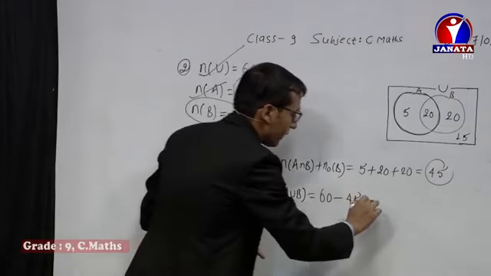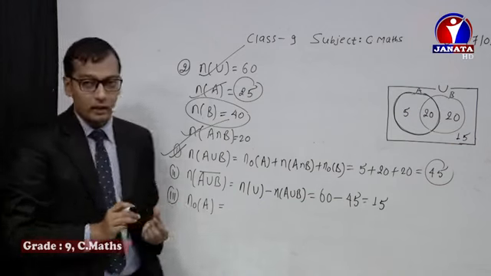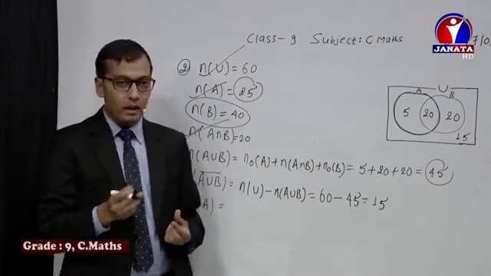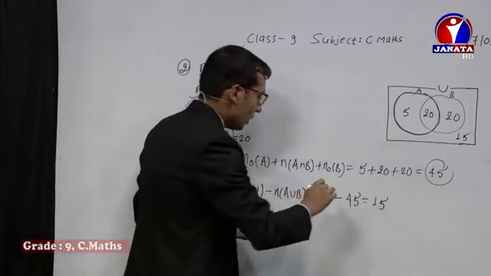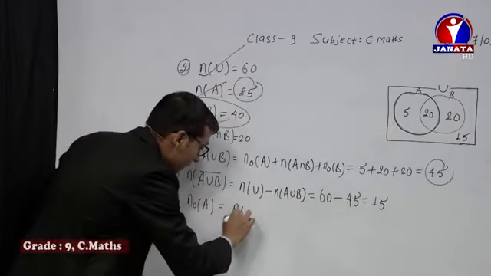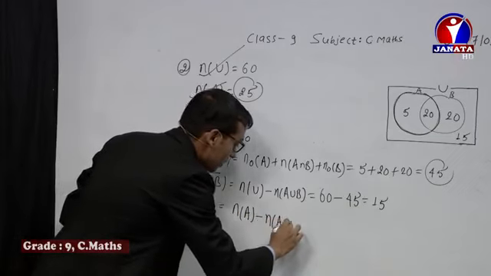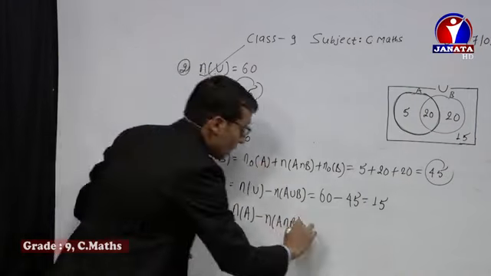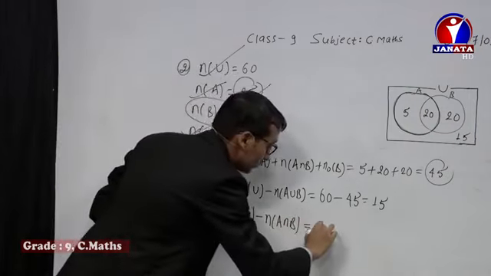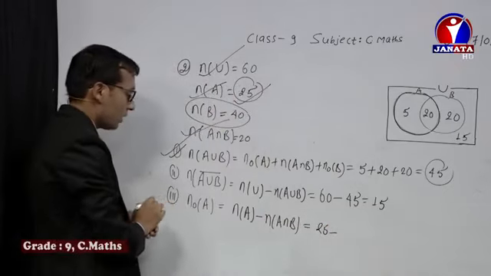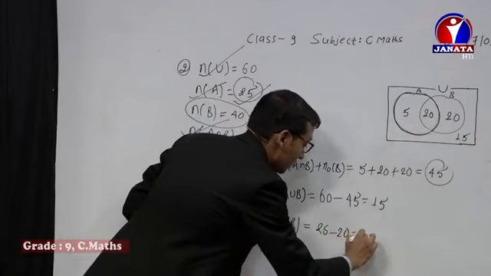So 60 minus 45 is 15. Now next is n only A. So n only A is total n of A minus n of A intersection B. What is n of A? 25, minus, what is the intersection? 20. It's 5.